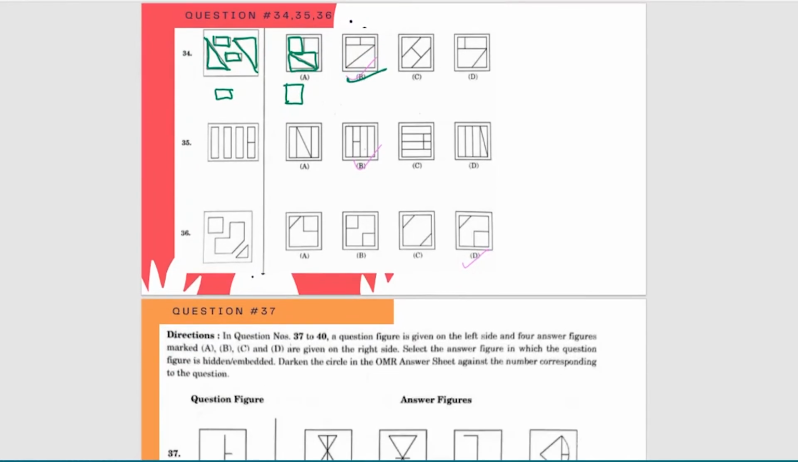Now let's look at the 35th question. Here also we have 3 big rectangles and 2 smaller rectangles. So our answer should also have 3 big rectangles, like see B. Again B has 3 big rectangles, 1, 2 and 3, and 2 smaller rectangles, right? So the correct answer is B.